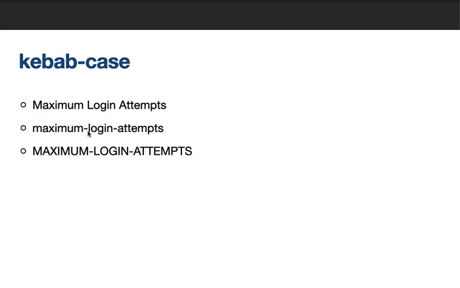This lower kebab case is very popular while naming URLs. Otherwise, it is not very popular among programming languages, and the reason is that this dash sign can be interpreted as a minus sign, which causes lots of bugs, and it becomes very difficult to troubleshoot those bugs. Kebab case is named so because when we name a variable, it looks like the shape of a kebab.